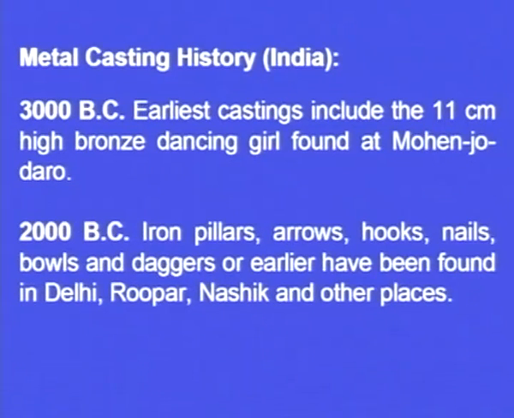Metal casting history in India. Metal casting was in practice even in India thousands of years before Christ. If we consider 3000 BC, the earliest castings were found, like the bronze casting of a dancing girl at Mohenjo-daro. During 2000 BC, iron pillars, arrows, hooks, nails and many other items were found in Delhi, Rupar, Nashik and other places.